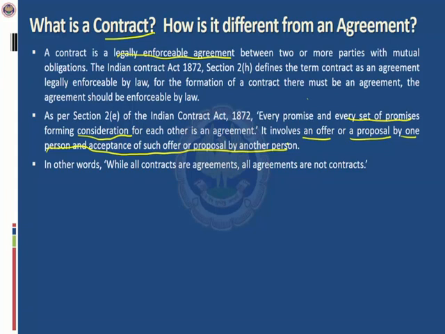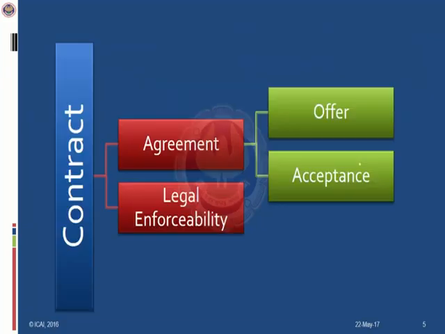So, in the end, what we can understand is that a contract is a legally enforceable agreement. Adding more to that, when we understand the definition of an agreement, the thing that comes to our mind is that all contracts have to be agreements because a contract is an enforceable agreement. However, all agreements are not contracts. Putting it in chart format: a contract, an agreement, the legal enforceability, and the agreement being offer, acceptance, along with consideration.